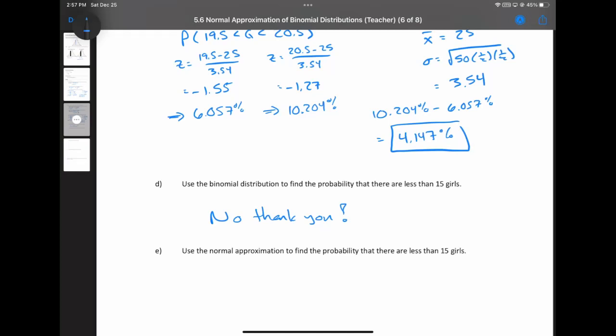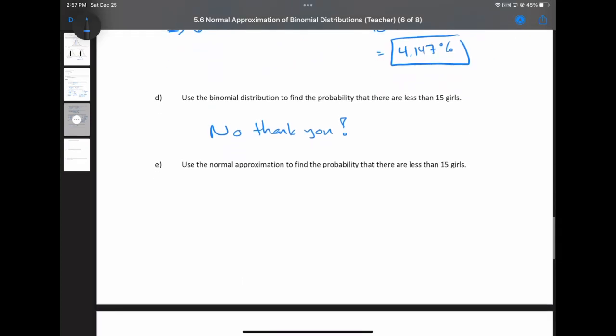Now use the normal approximation to find the probability that there are less than 15 girls. This one you've got to be a little bit careful about. I'm going to draw a little diagram up here at the top, just because there's some room up here, not because it needs to be here. So there's a bar somewhere for 15 girls, and there's a bar for 14, and a bar for 13, and so on.